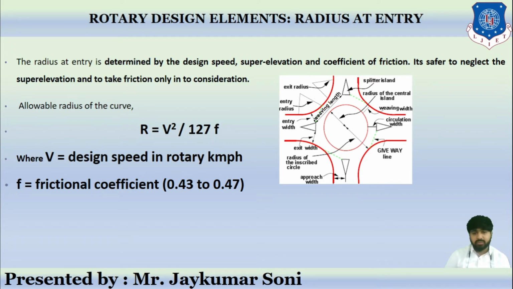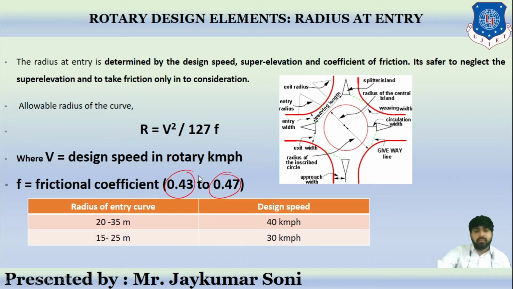Don't mix these things with the highway geometric design elements. In highway geometric design, we used to take the value of f as 0.35 to 0.37. This is not about highway geometric design. This is about the rotary. So we have to take the value of f as 0.43 to 0.47. So these are various IRC criteria: if the radius of entry curve is 20 to 35 meter, then the design speed should be 40 kmph. If the radius is 15 to 25 meter, then it should be 30 kmph. So it is like this. Got it?